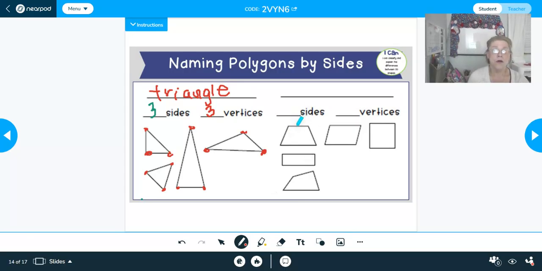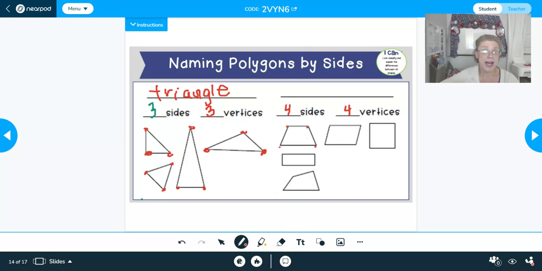All right, so now let's count these. Count my sides. 1, 2, 3, 4. So 4 sides. Now ask yourself, are all these shapes the exact same? I definitely know this and this. I know that's a rectangle and I know that's a square, but these don't all look exactly the same. So we're going to go look at them. All right, let's count the vertices. 1, 2, 3, 4. So they all have 4 vertices.